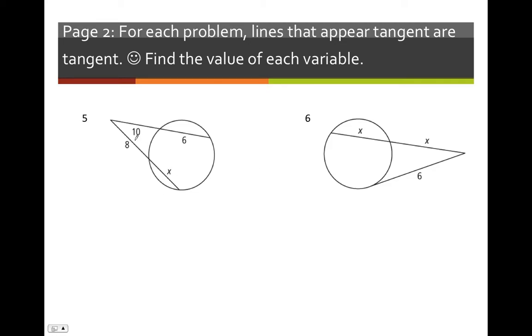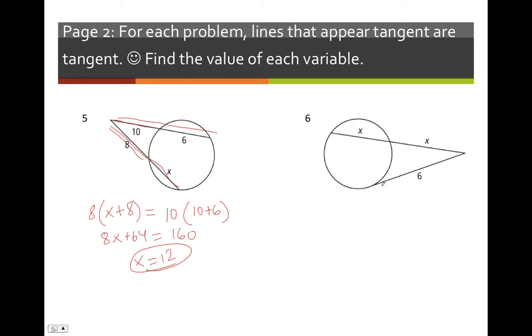This we use the theorem of the outside times the whole equals the outside times the whole. So we have the outside is 8 times the whole is x plus 8 equals 10 times 10 plus 6. So we have 8x plus 64 equals 10 times 16, which is 160. And if you work that out, you end up with x is 12.